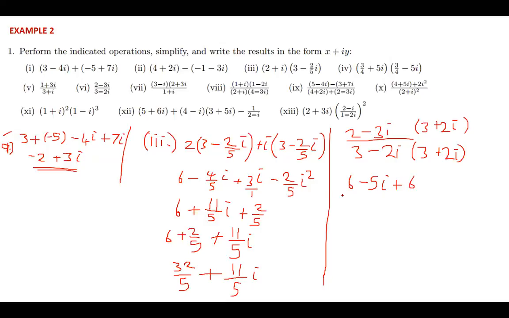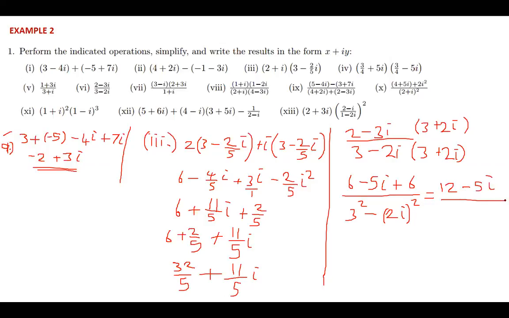Like that, and then everything divided by. So the conjugates are always the difference of two squares. So instead of multiplying them the way I've done with the numerator, you can just say 3 squared minus 2i in brackets like that, and then squared. And then what you're going to get here is when you simplify this, you're going to have 6 plus 6, you get 12, and then minus 5i.